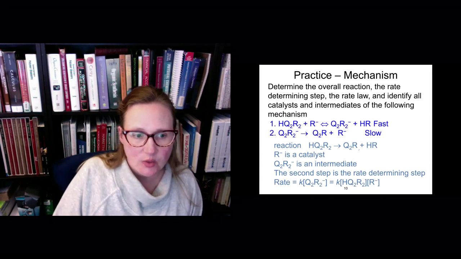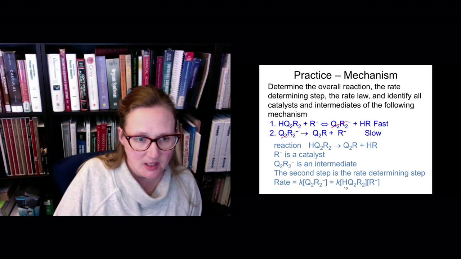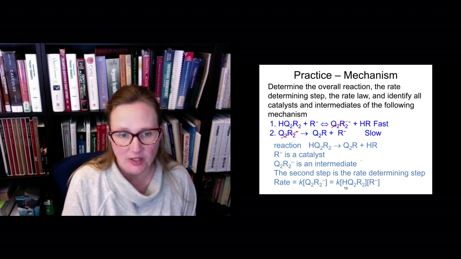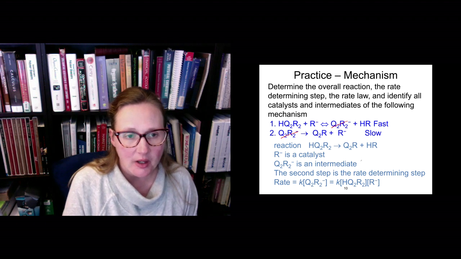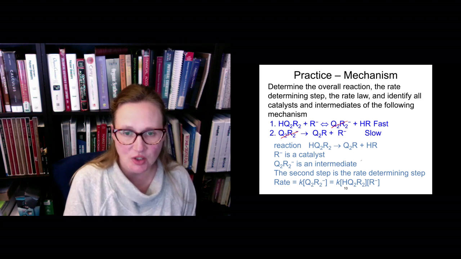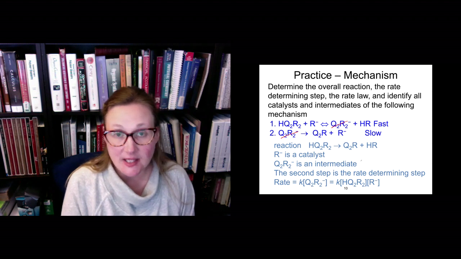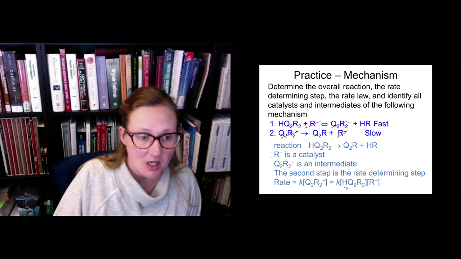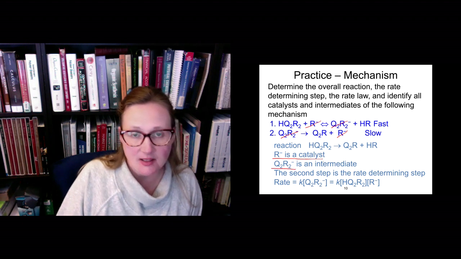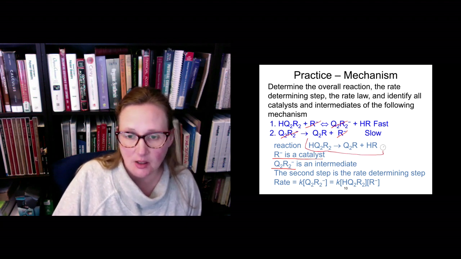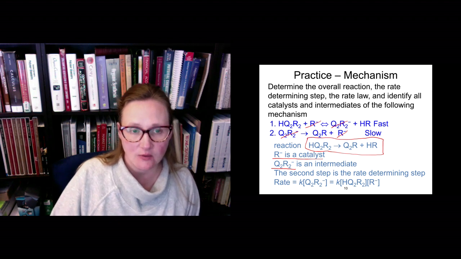We can say that Q2R2 minus is an intermediate, so I'll just cross it out. We can say that the overall reaction is HQ2R2 forms Q2R plus HR. Why do I say that? I just crossed out the intermediate, Q2R2 minus. We also have something that's not being consumed in the reaction, and that is R minus. We're going to cross that out because that is the catalyst. So R minus is the catalyst, Q2R2 minus is an intermediate. Now that just leaves us with what's left, and what's left is the overall reaction. We cross out intermediates, we cross out the catalyst, and that's the overall reaction.